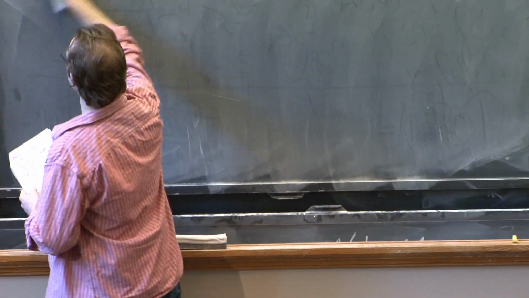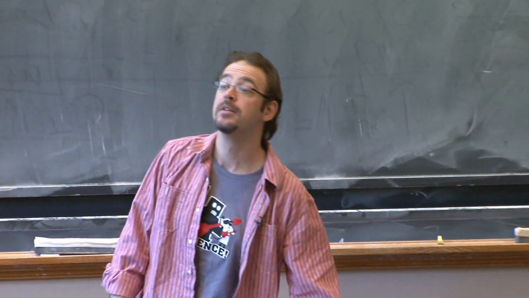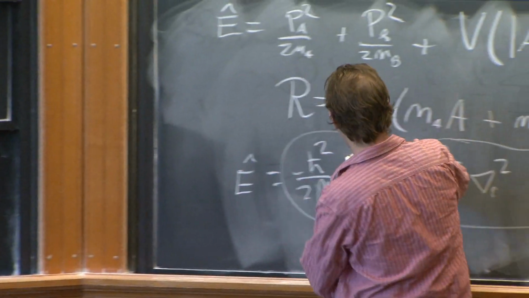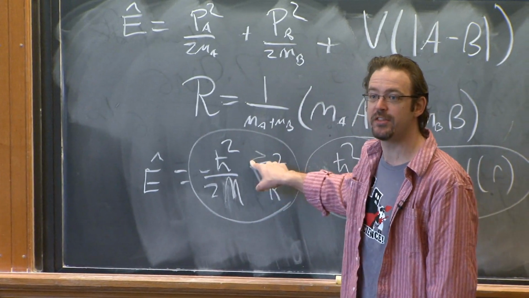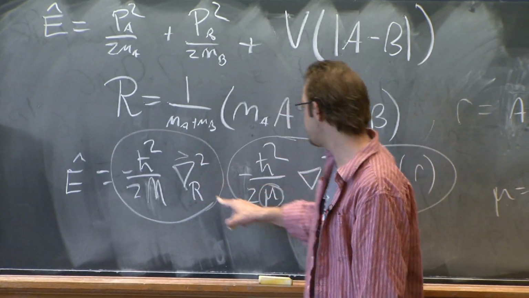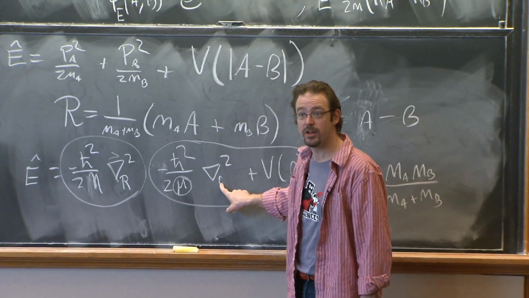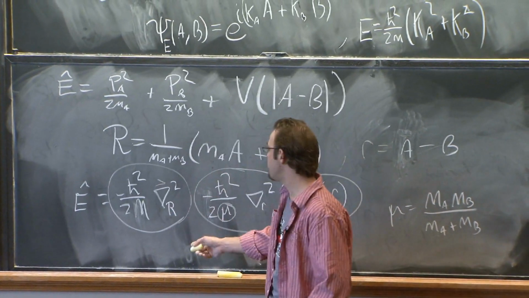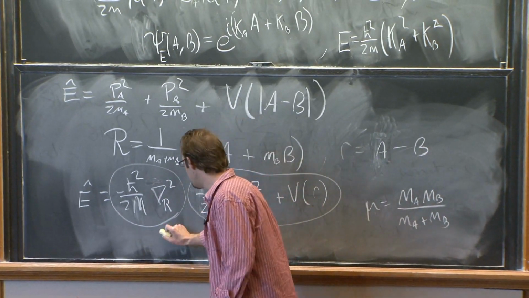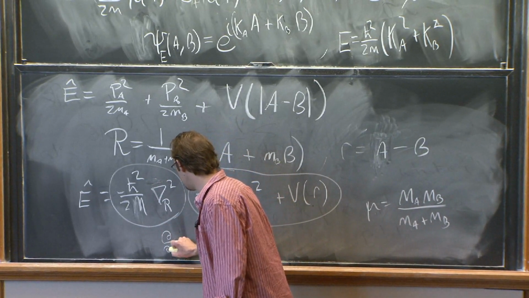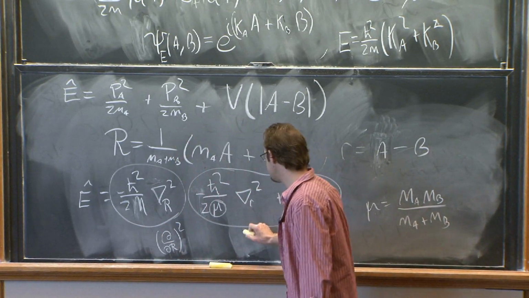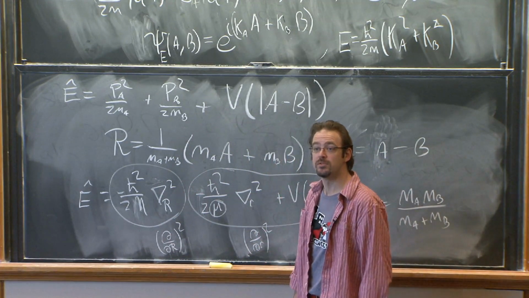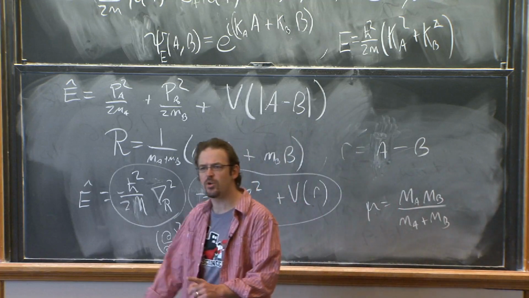Here's the much more interesting thing that happens when we have multiple particles. Yeah? Can you explain what you mean by... Oh yeah, sorry. I just meant the gradient with respect to r. So if r is a vector, then this is the gradient with respect to r, norm squared. And this is the gradient with respect to the relative coordinate. So for example, if we're in one dimension, then this is just the derivative with respect to r squared, and this is the derivative with respect to little r squared. Just the gradient squared. Did that answer your question?